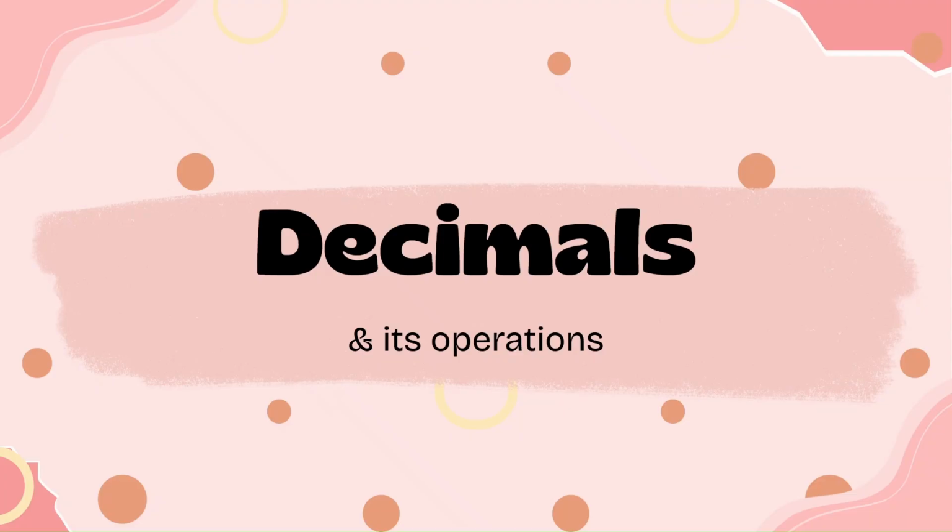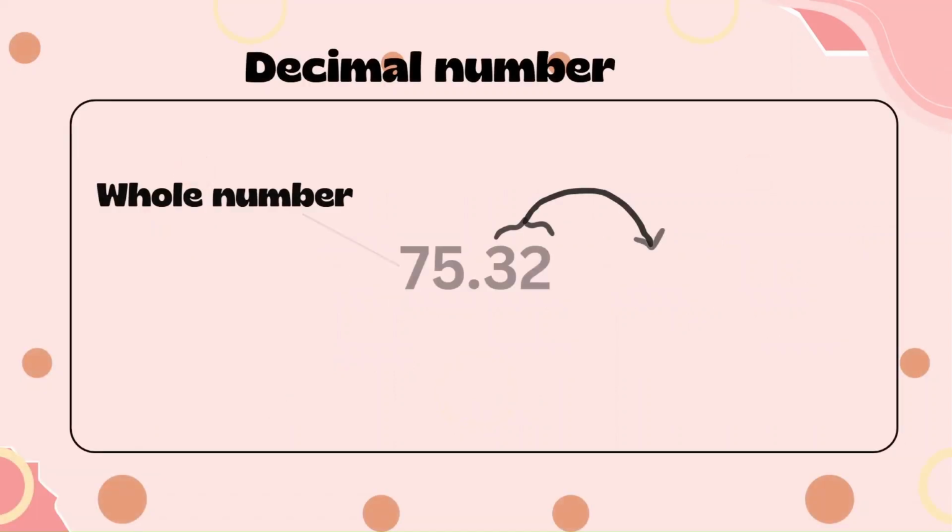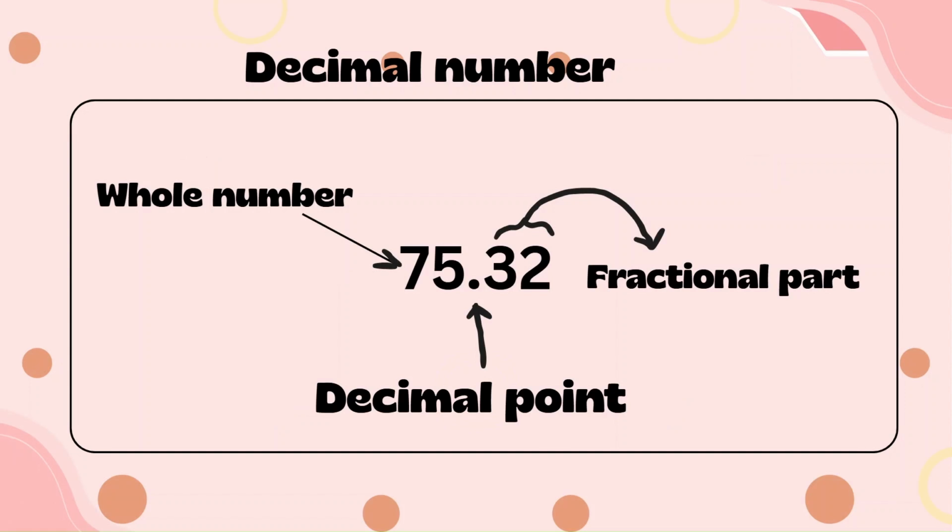Today we are going to see about decimals and its operation. A decimal is a way to express a number that includes both a whole number and a fractional part, separated by a decimal point. See, this is the decimal number, as you know, 75.32. The 75 is the whole number, 0.32 is the fractional part, and that is the decimal point.